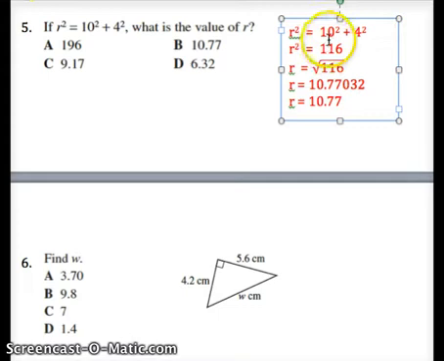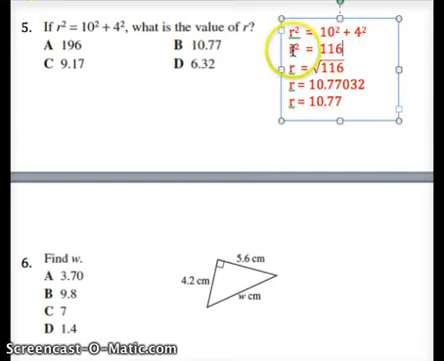On your calculator, because we've got all the numbers on the right-hand side after the equal sign, you can just do 10 squared. To do 10 squared, you press 10 and then the x squared button, then plus 4 squared, again pressing the x squared button. You'll get 116 as your answer. So that is what r squared is.